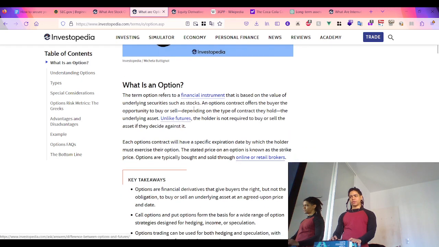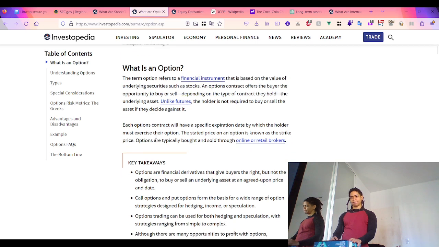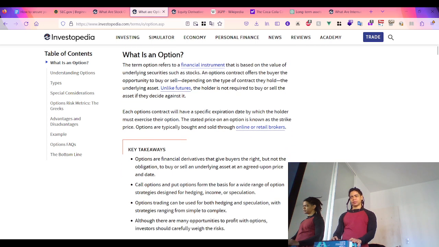The term option refers to a financial instrument that is based on the value of the underlying security, such as stocks. An option contract offers the buyer the opportunity to buy or sell, depending on the type of contract they hold, the underlying asset. Unlike futures, the holder is not required to buy or sell the asset if they decide against it. Each option contract will have a specific expiration date by which the holder must exercise their option. The stated price on an option is known as the strike price. Options are typically bought and sold through online or retail brokers.